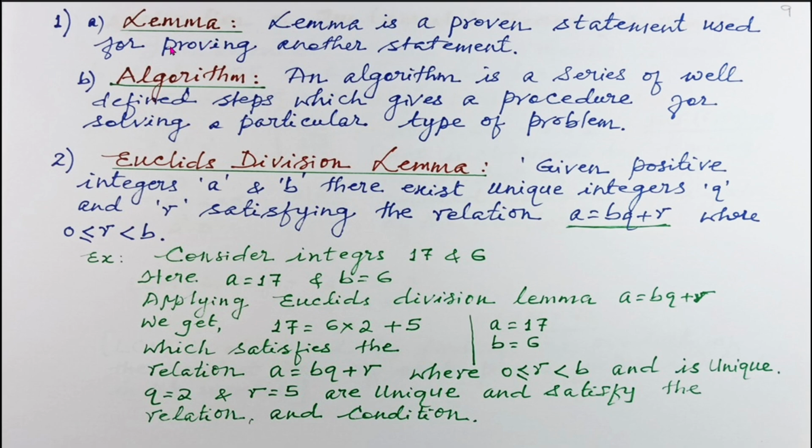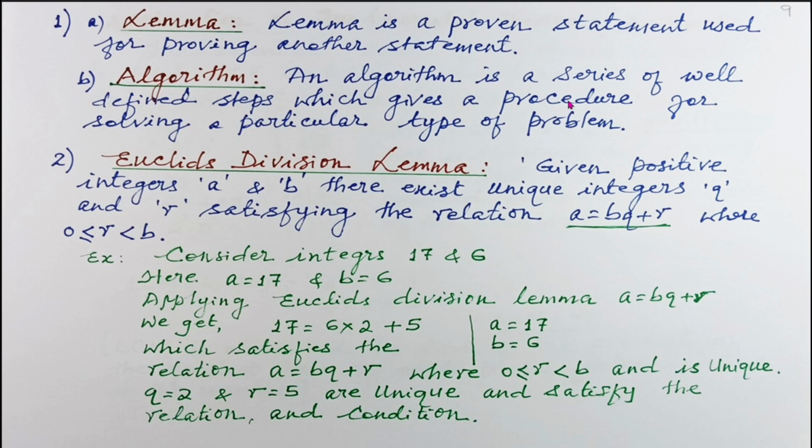Now what is a lemma? A lemma is a proven statement used for proving another statement. Please understand this very carefully. A lemma is a statement first of all, and that statement is already proven, and that statement is used for proving another or other statements. That is what a lemma is.